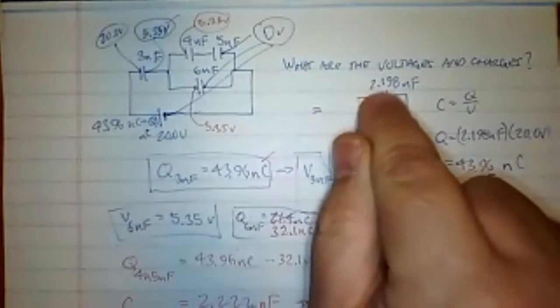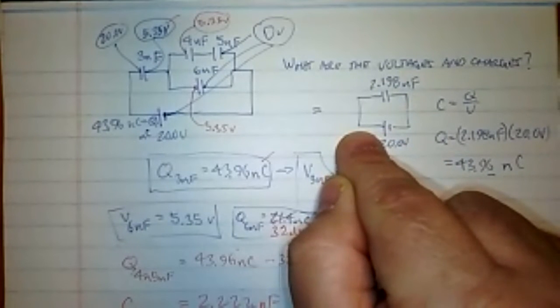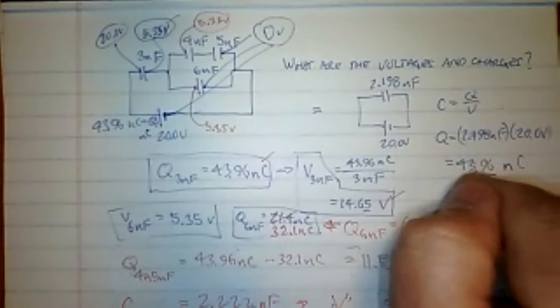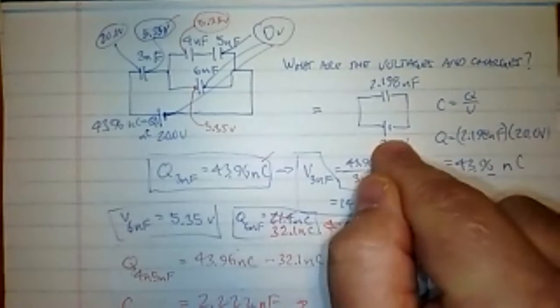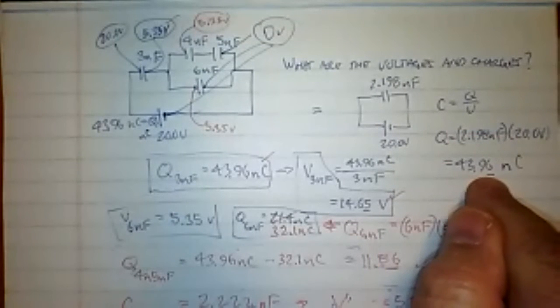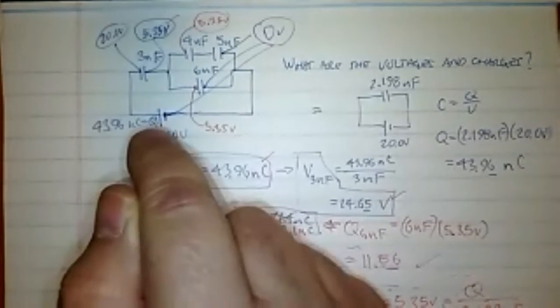I used that equivalent capacitance to calculate the total amount of charge that would leave the battery. So solving C equals Q over V for Q, I get Q is equal to C times V. So I took 20 volts and multiplied it by 2.198 nanofarads. That gave me the 43.96 nanocoulombs that's leaving the battery.